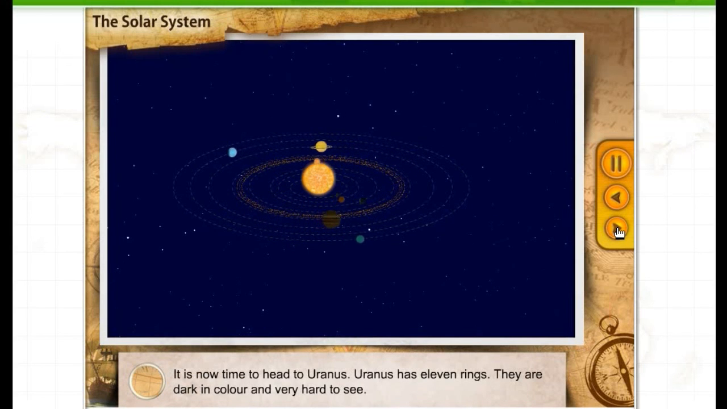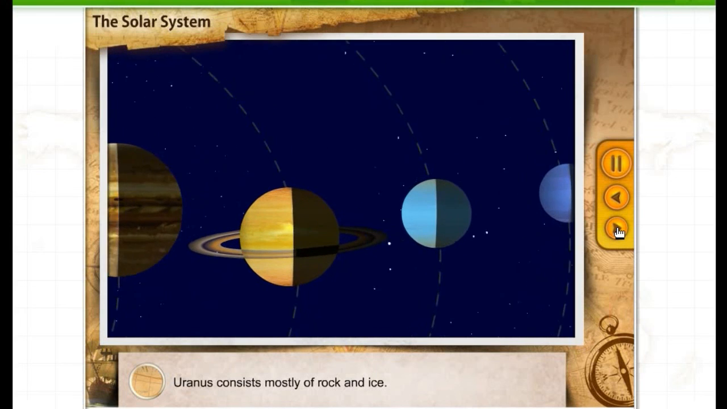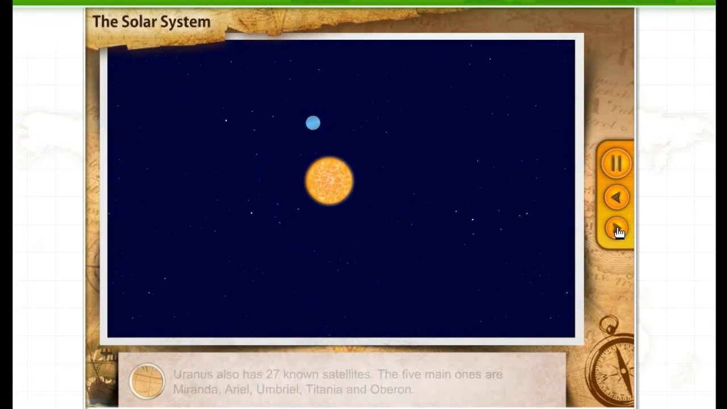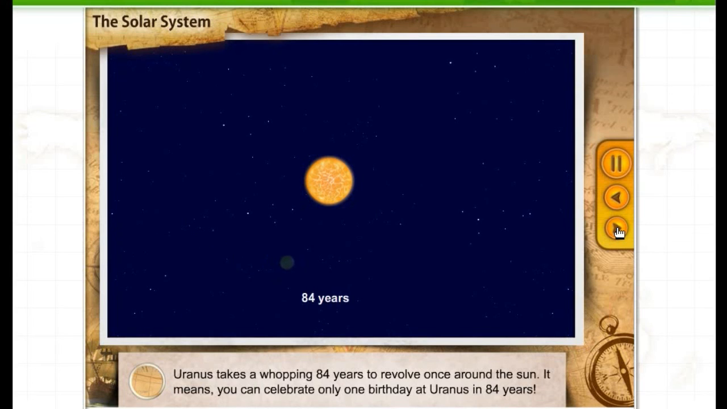Uranus has 11 rings. They are dark in color and very hard to see. Uranus consists mostly of rock and ice. Uranus also has 27 known satellites. The 5 main ones are Miranda, Ariel, Umbriel, Titania and Oberon. Uranus takes a whopping 84 years to revolve once around the Sun. It means you can celebrate only one birthday at Uranus in 84 years.